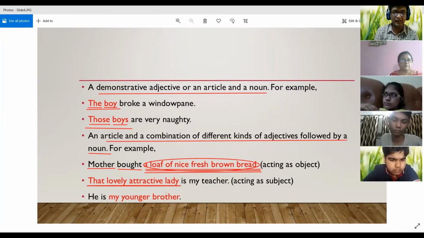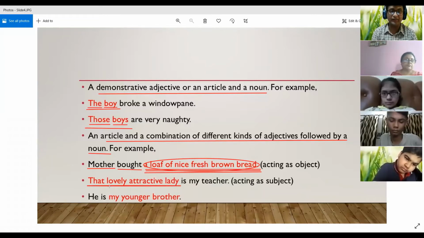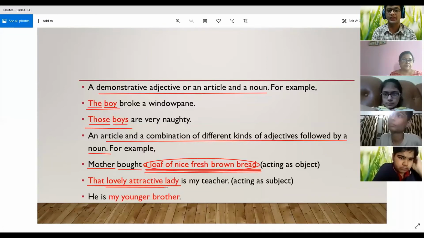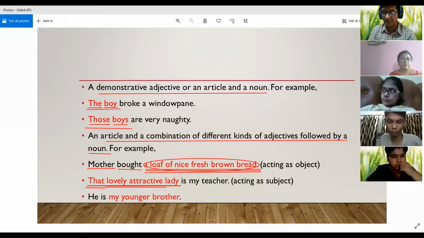So now that lovely lady over here is the noun present in this sentence, right? The noun is lady. And attractive and lovely are adjectives that are present, right? That is also a demonstrative adjective. But as a whole, that lovely, attractive lady is acting as a noun in this sentence because: who is your teacher? The reply will be that lovely, attractive lady is my teacher. So you are understanding. This phrase over here is also working as a noun because it is answering us the question, who is your teacher? Right.